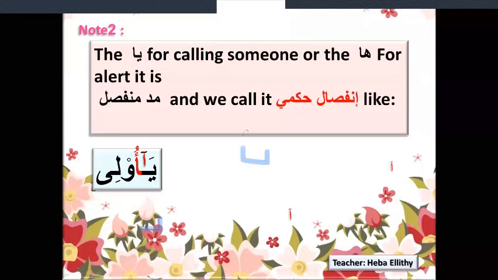It's ya and then uli. This is in real Arabic. So that means these are two separate words. This is a word and this is another word. So it's منفصل, it's separate. But here we call it انفصال حكمي because I can't read it separate, or I can't write it separate when I write the Quran, but in the real Arabic, it's two words.